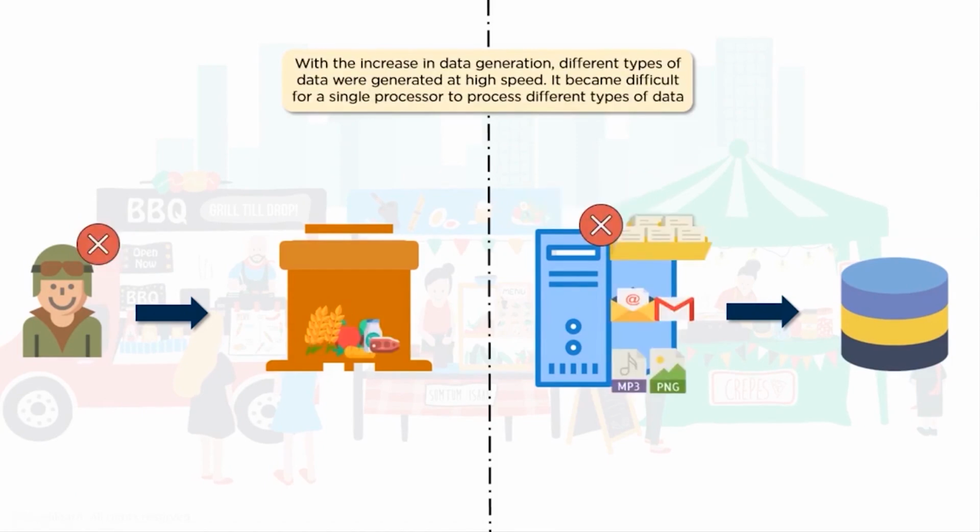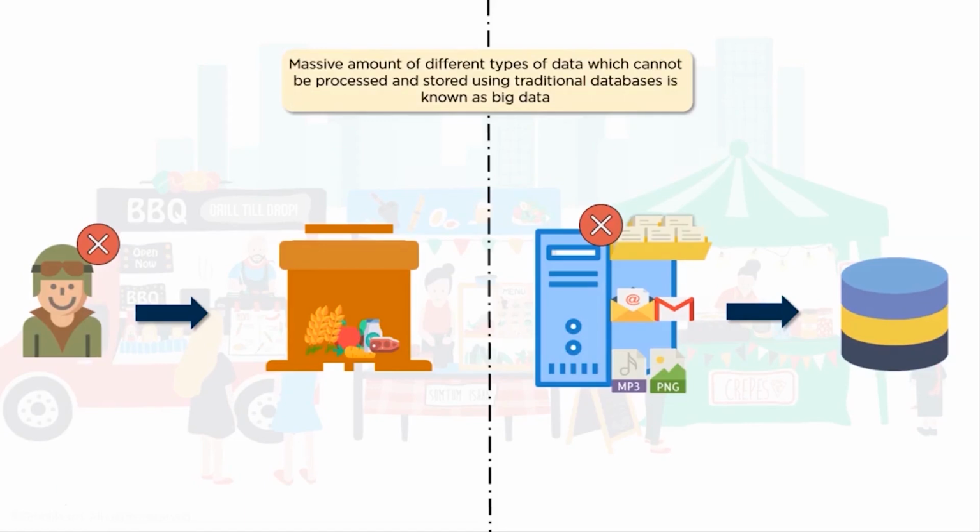Now, as the data generation increased, there were different types of data, or I would say different types of data sets, getting generated, and that too at a high speed. So it was evidently becoming difficult for a single processor or a single machine to store, to curate, to process, to mine, and to analyze different types of data and data sets.